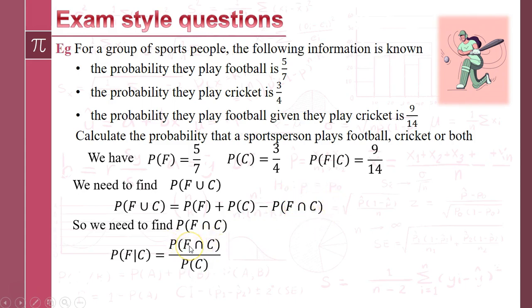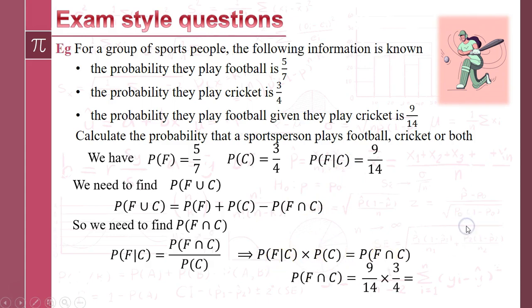So we can use this formula to find the missing bit. Let's first of all do a little bit of rearranging. Let's move that probability of C off the bottom of the fraction and turn it into a product. Now we've got enough to be able to put the information in here. So the probability of F intersection C is going to be 9/14 times 3/4, which is 27 over 56. So now I've got everything I need to go back to this formula here.